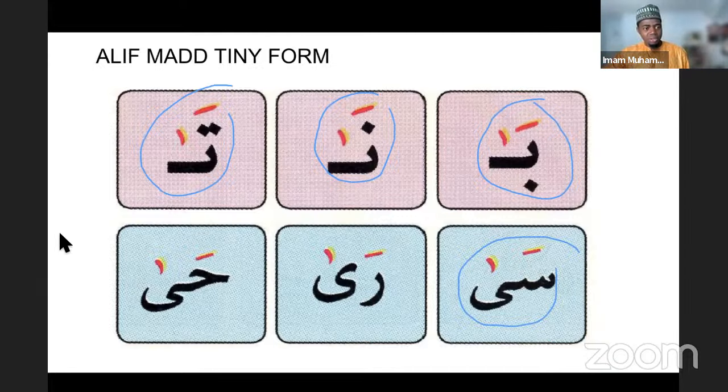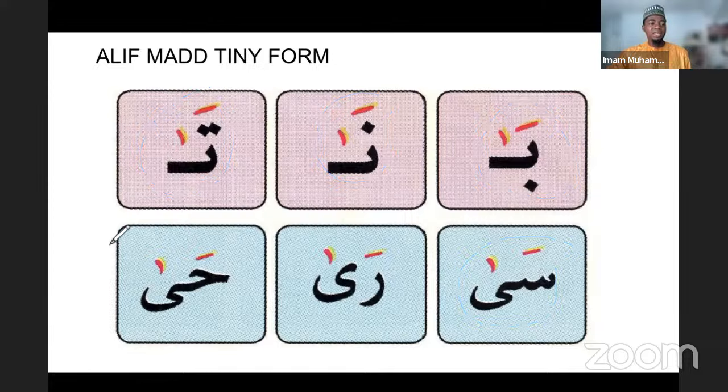So we're going to apply the rule that we've learned earlier: if a letter will be elongated by an alif mad, it will have a fatha. So letters that have a fatha, the elongation used for them will be an alif mad. If the letter has a kasra, the elongation letter will be the ya. If a letter has a dhamma, the elongation letter will be a waw. Okay? So the sin here is having a fatha.